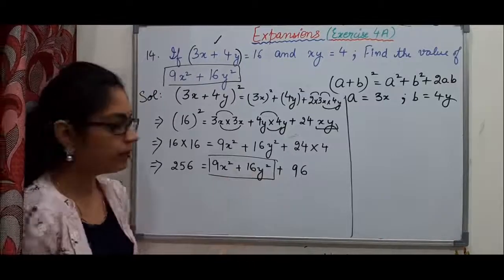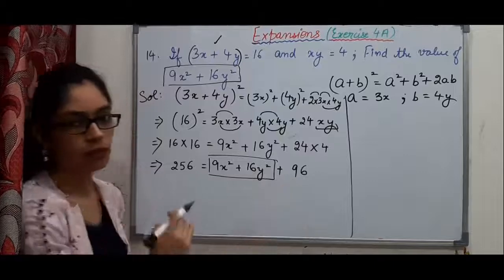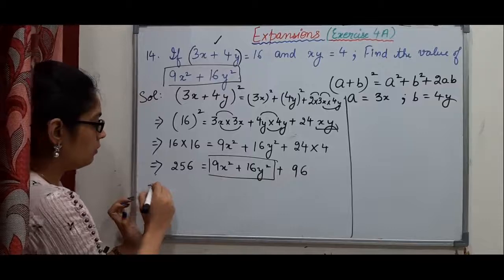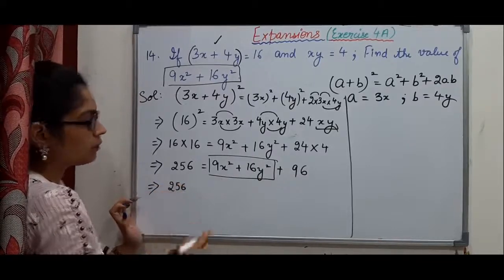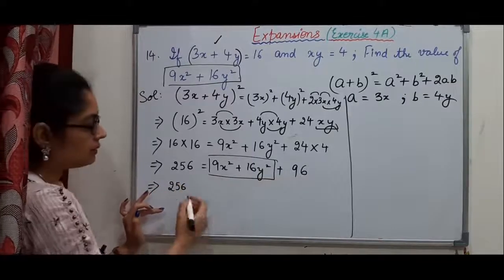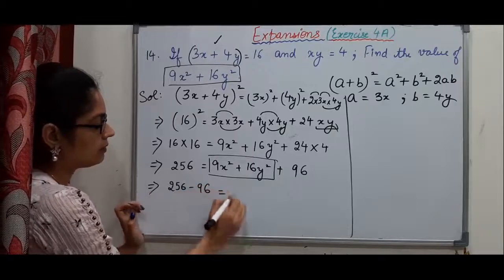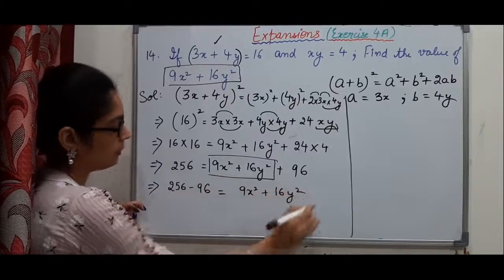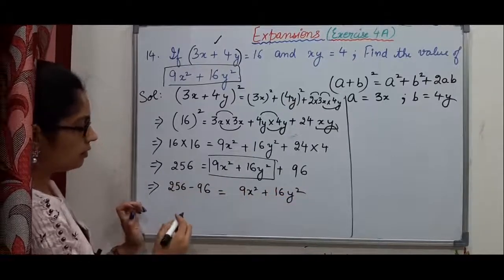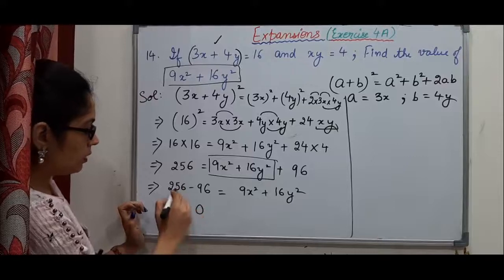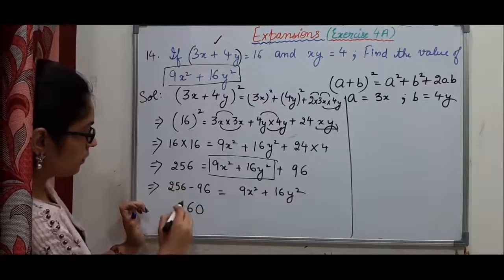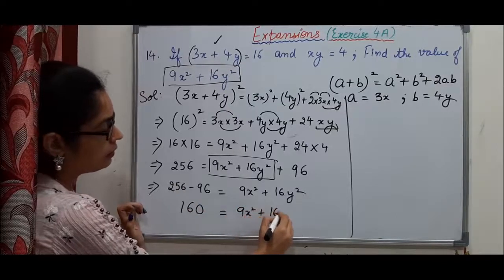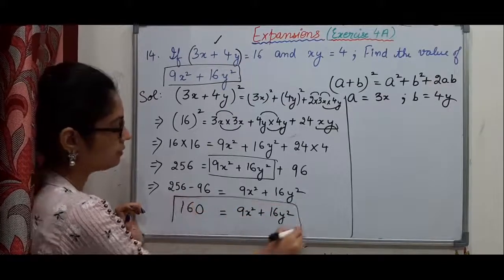So what we can do here, this plus 96 will shift to the other side. So only this much we will keep on this side. So 256 will shift this 96 on this side. So plus 96 will be changed to minus 96 is equal to 9x square plus 16y square. Now we can do the subtraction. 6 minus 6, 0. It is 6, 160. So 9x square plus 16y square is equal to 160.